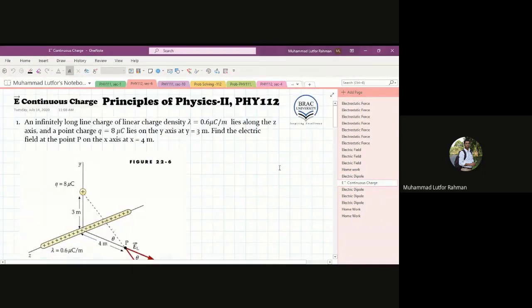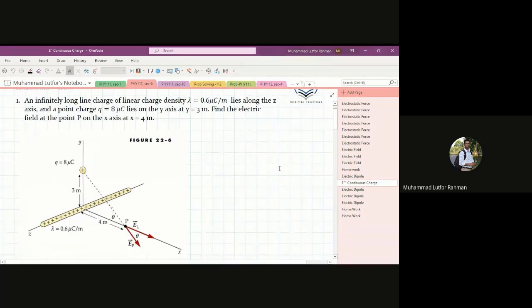All right, let's talk about the continuous charge distribution case. I have set up a scenario where there is an infinitely long rod of linear charge density 0.6 microcoulomb per meter, lying on the z-axis, as shown over here, and a point charge plus q, which is 8 microcoulomb, on the y-axis at a distance y equal to 3 meter.